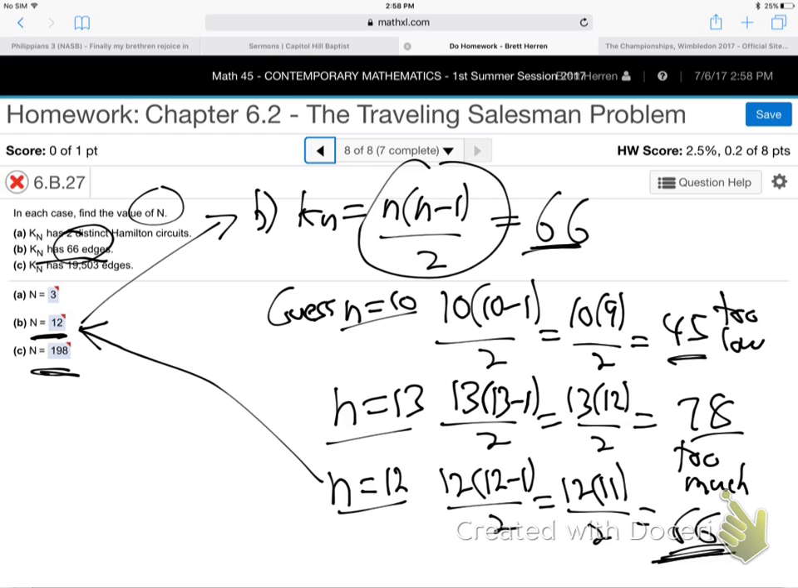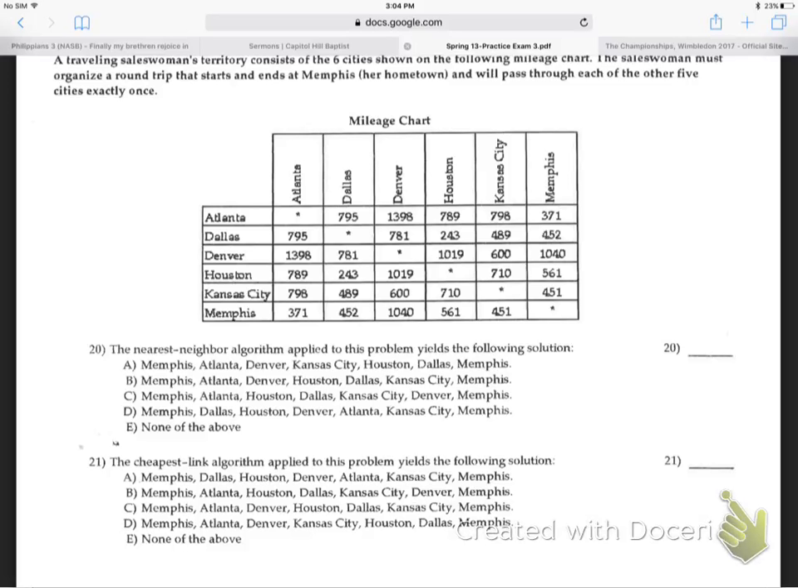Because now I want to go to the problem. All right, let's give it a go. So, okay, we haven't done one like this in the homework. Here's a mileage chart. First off, is it making sense what the thing's even saying?